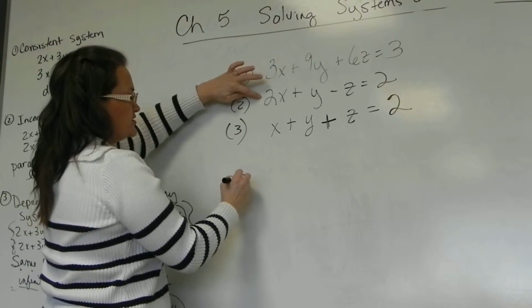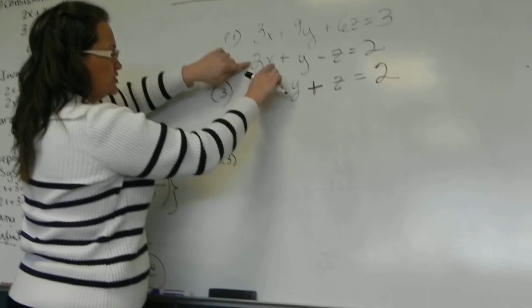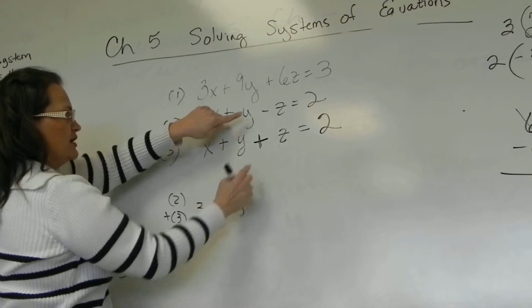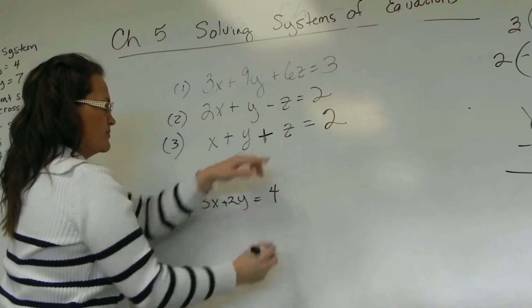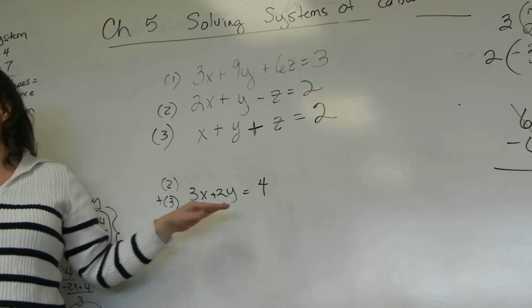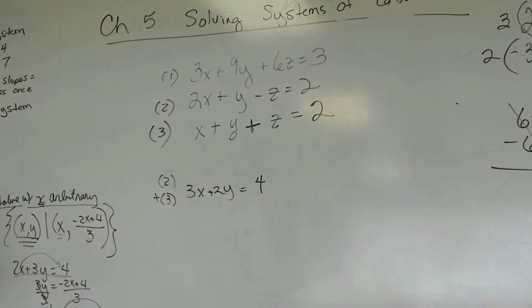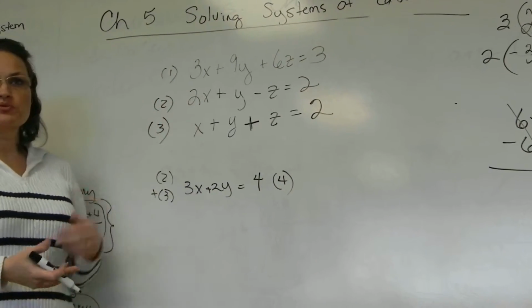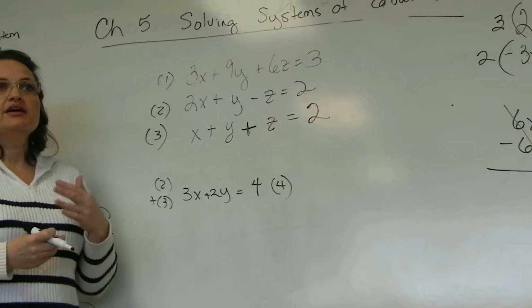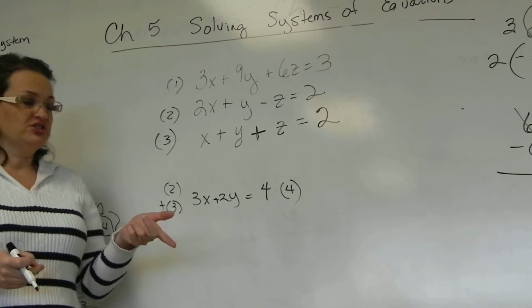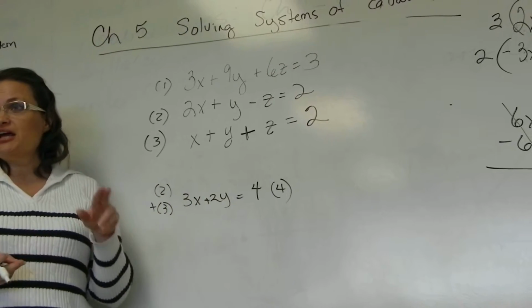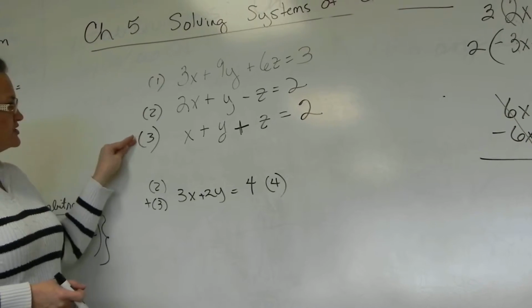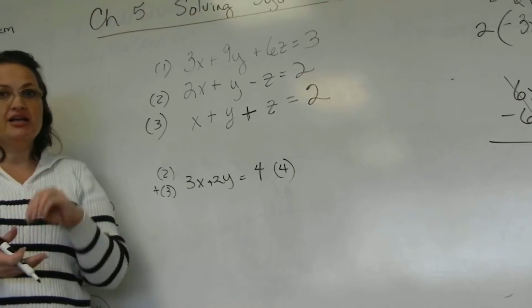So 2 plus 3 would be 2x and 1x is 3x, y and y is 2y, and the z's dropping out equals 4. So that creates a new equation, and you can see in the notes, we call that equation 4. A new equation we created by adding 2 and 3 together. Then I want to create another equation with the same 2 variables. I want to eliminate z from a different combo, either 1 plus 2 or 1 plus 3. A different combination where I eliminate z.